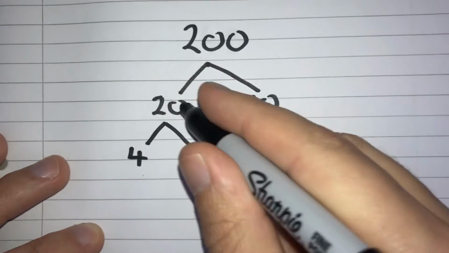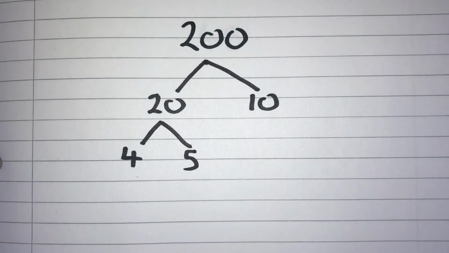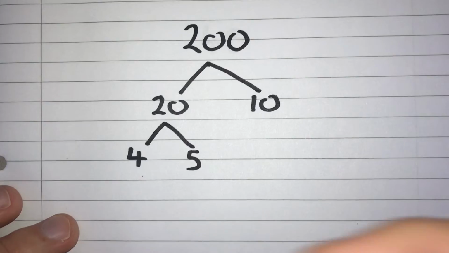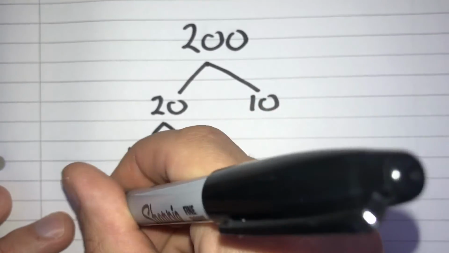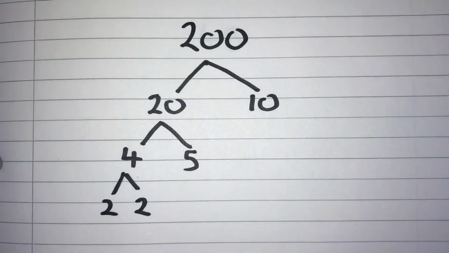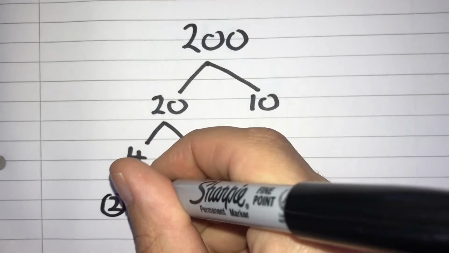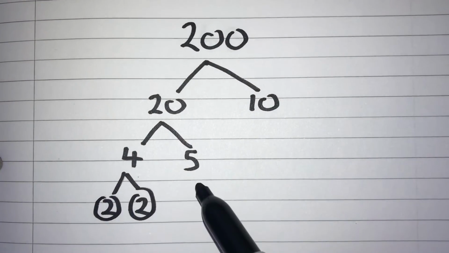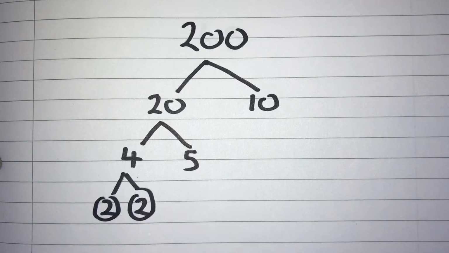So 4 times 5 gives us 20. Well, we know 4 is not a prime number. We could split that one up again into 2 and 2. We've seen that before. And of course, 2 is going to be a prime number, so we can stop at those ones. 5, that's also going to be a prime number, so we can stop at the 5.